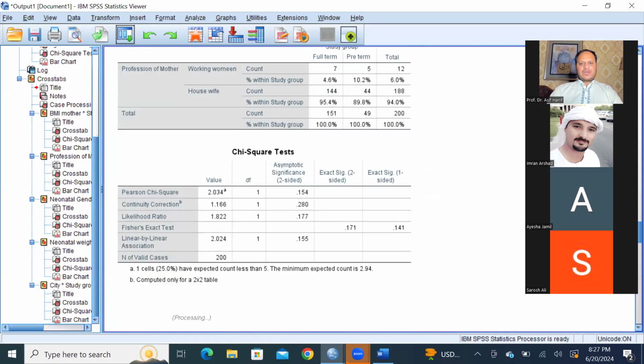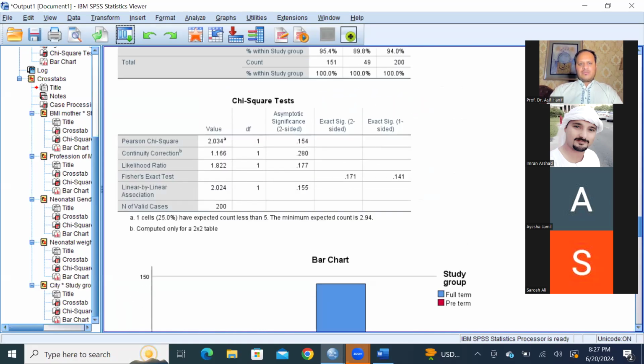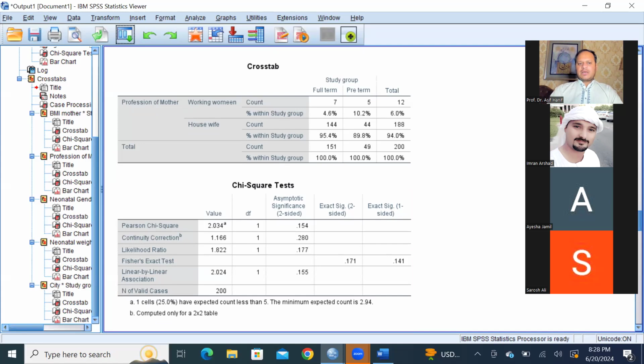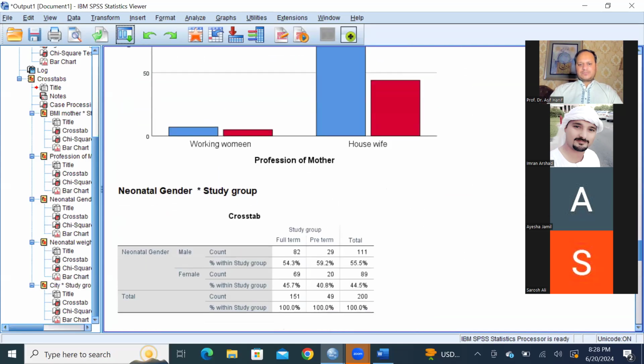Is there any association between working status of mother and preterm birth? No, there is no. Look, if it is a 2x2 table, Fisher exact test is by default calculated. If it is not a 2x2 table, it is not calculated. In this case, if you apply Fisher exact test, look at the p-value 0.171. 0.171 is greater than 0.05. So there is no association between preterm birth and profession of the mothers.